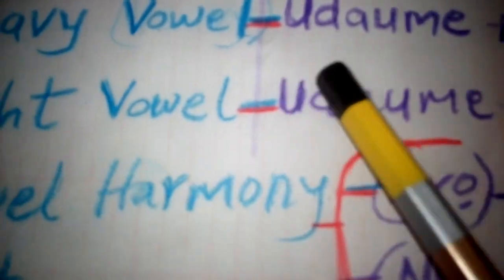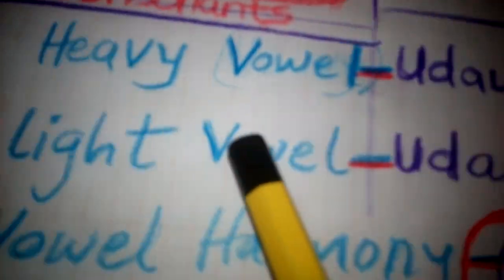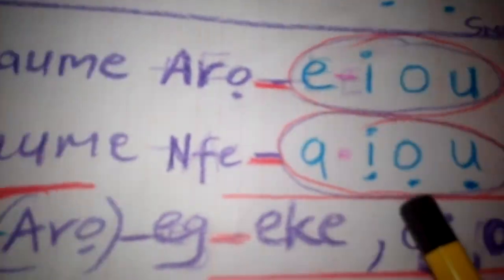Okay? So you see the Udaume arrow and the Udaume mfe. The heavy vowel and the light vowel. Heavy in Igbo language is arrow. Light in Igbo language is mfe. Okay, arrow and the mfe, heavy and light.